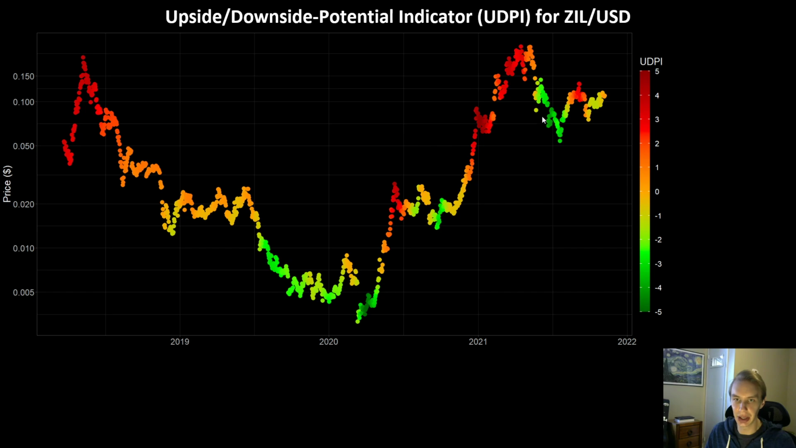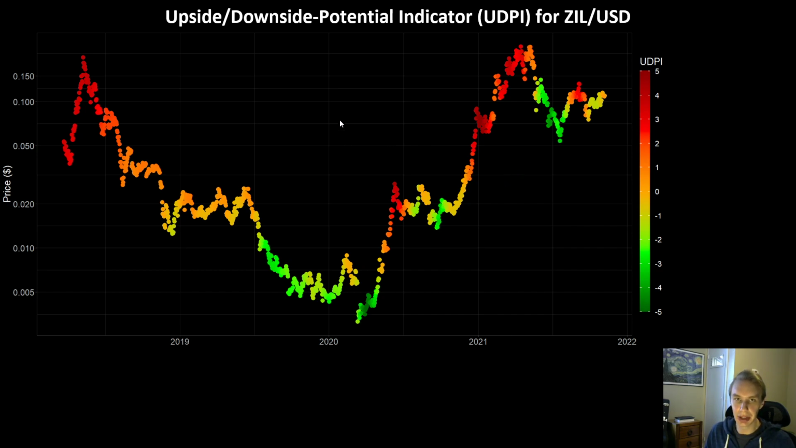So we just saw that play out here again in the summer, where the UDPI identified the summer as being a pretty low risk zone, and then indeed ZIL went ahead and put in a pretty nice move to the upside, a move from a little over 5 cents all the way up to 13, 14 cents, that general range. A pretty nice return on investment. We ended up coming down and consolidating here for a little while.